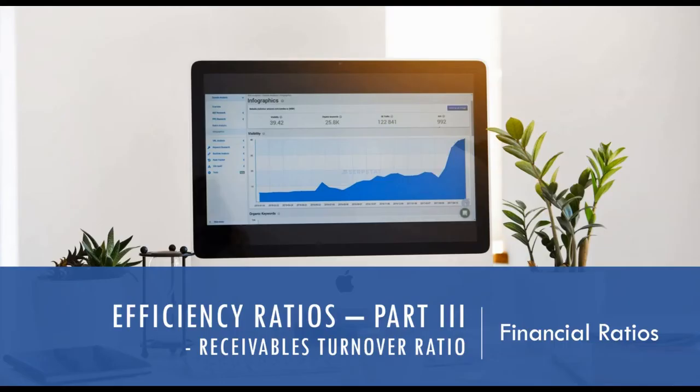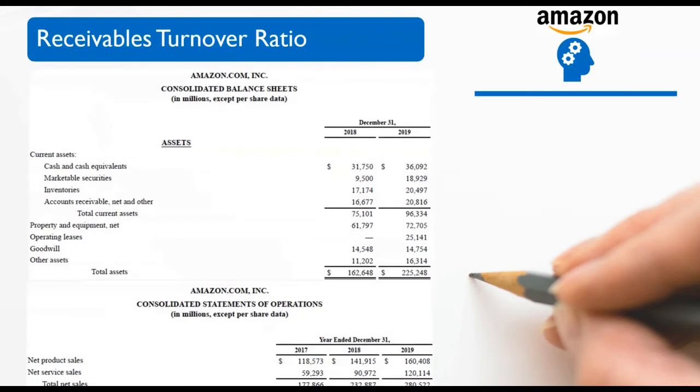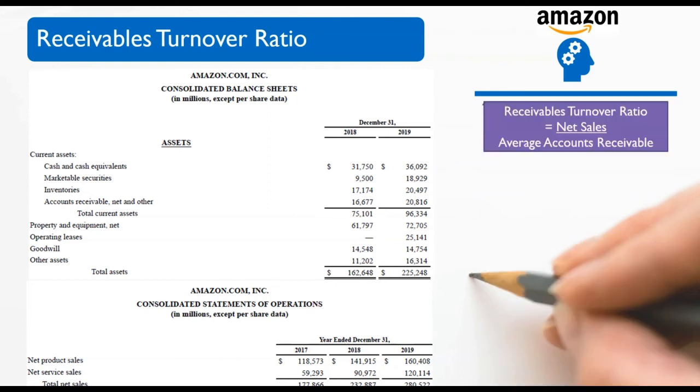Welcome back. In this lecture, we will go through part 3 of the efficiency ratios, where we will walk through the receivables turnover ratio. On this slide, we will now calculate the receivables turnover ratio for Amazon. What is the receivables turnover ratio and why is it important? Well, this ratio tells us the company's effectiveness in collecting its receivables from its customers.